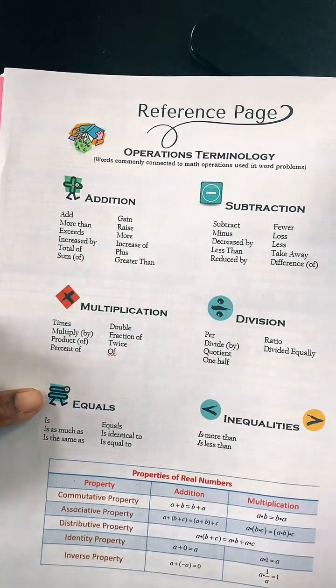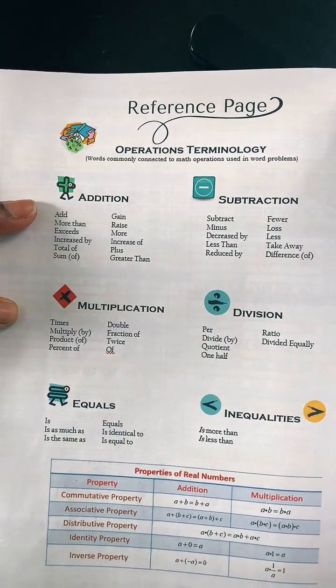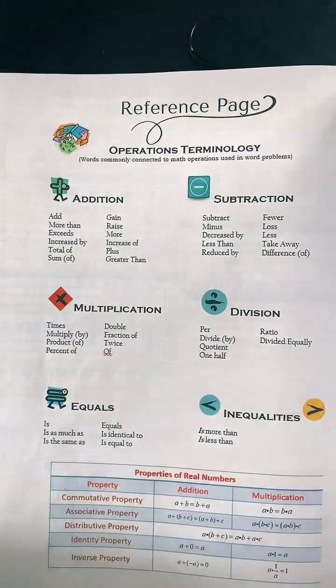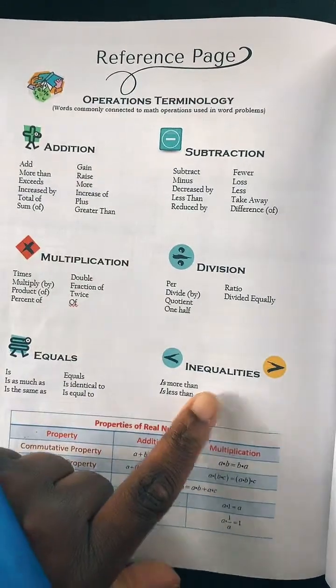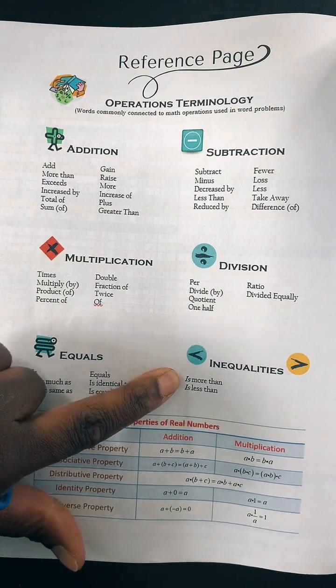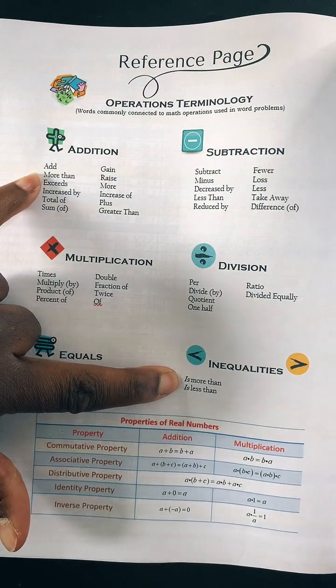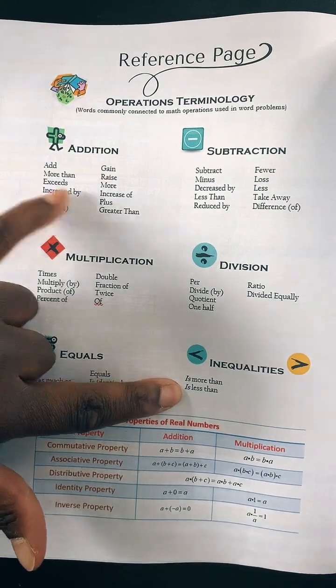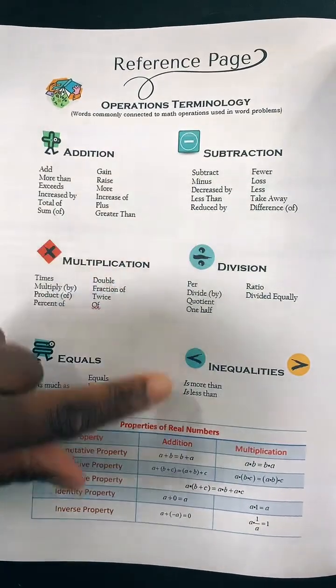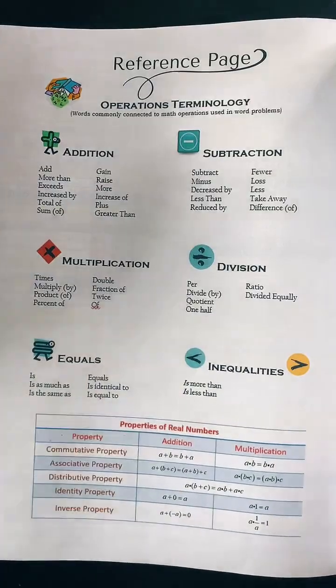So the word problems, most used words are also on here, okay? For addition, subtraction, multiplication, division, equals, inequalities. Students always get this part mixed up. "Is more than" is different from "more than," okay? "Is less than" is different from "less than." One's dealing with subtraction and one's dealing with inequalities.